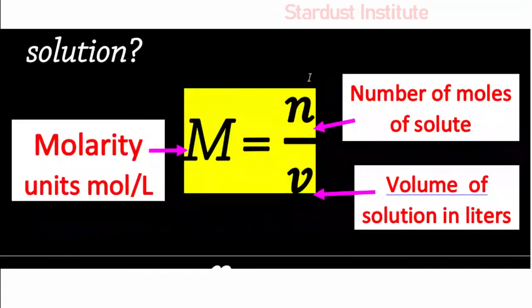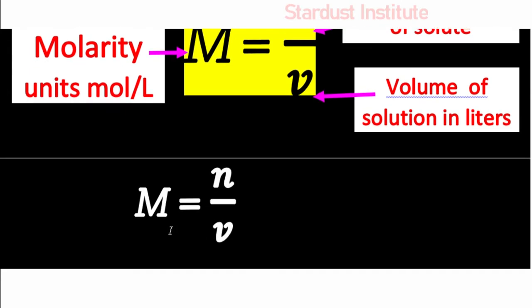Let's see the formula. M equals N divided by V. M is molarity. Units of molarity are mole per liter. N is the number of moles of solute. V is the volume of solution in liters.